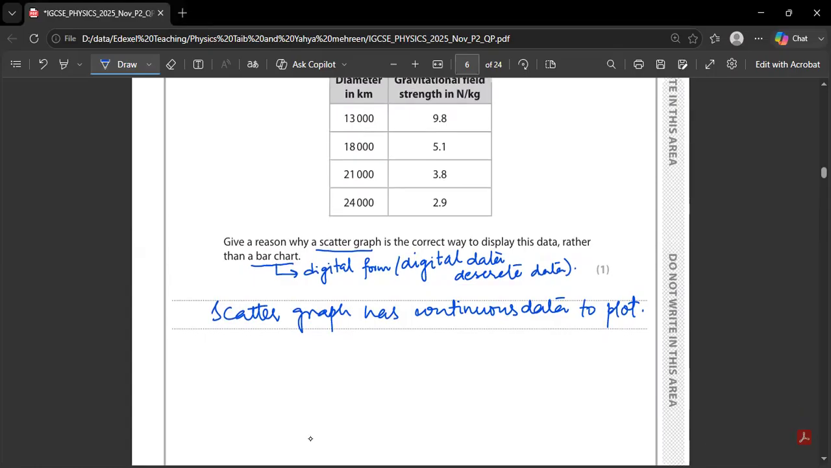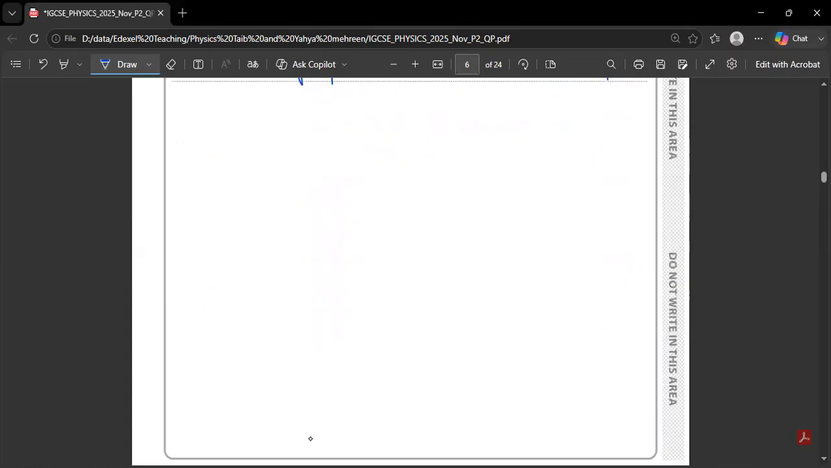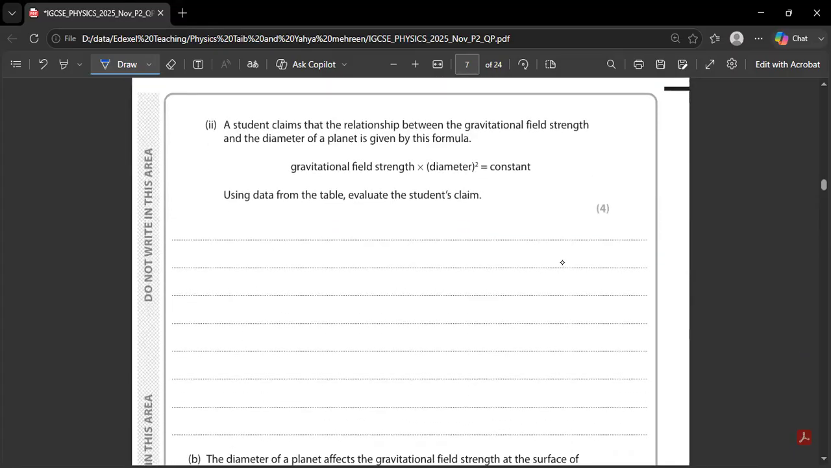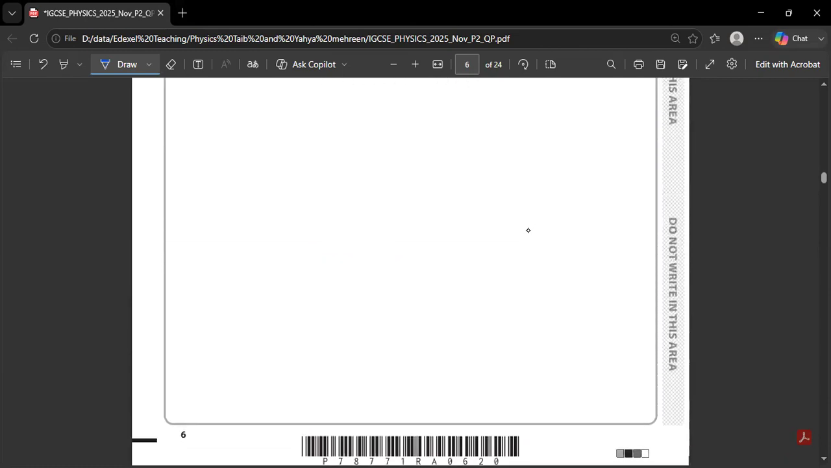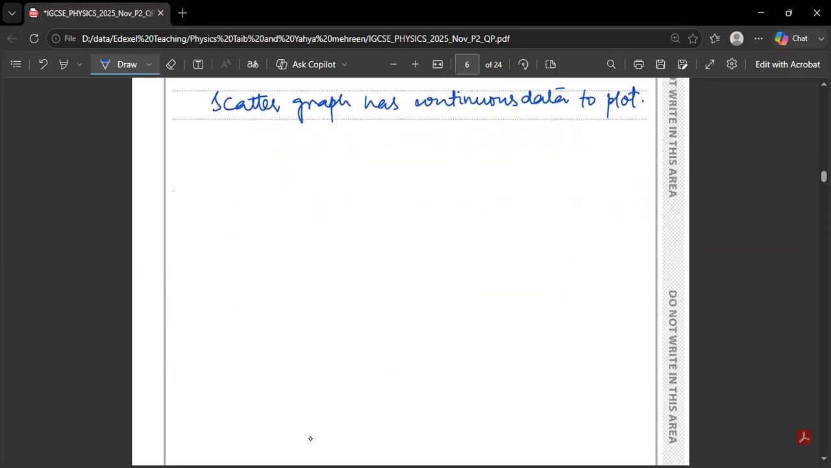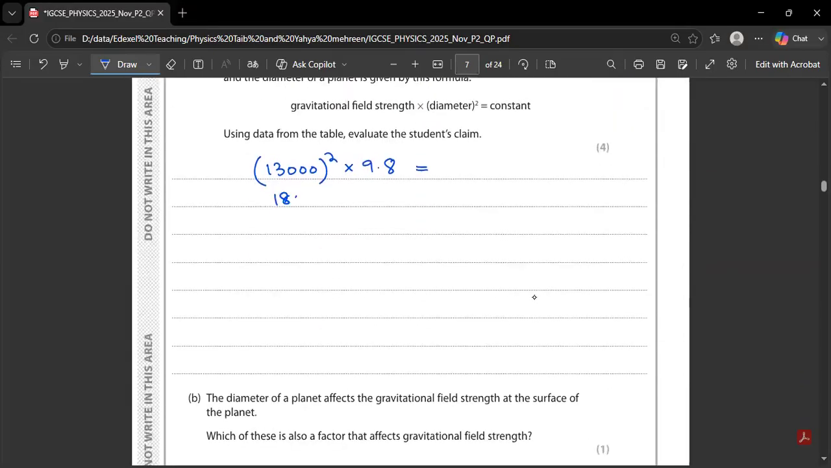So 13,000 squared times 9.8. What are we getting here? And then we have 18,000 squared times 5.1. Are we getting the same answer, please? Could you tell me the value? 13,000 squared is going to be 169 and two zeros, two zeros, and two zeros, right? Times 9.8. What are we getting?